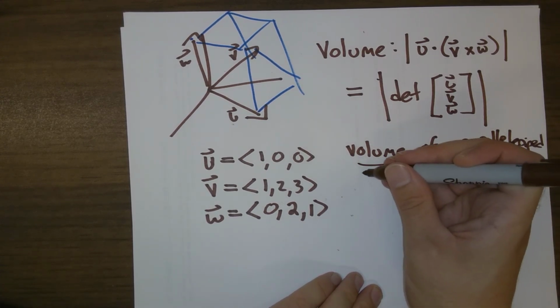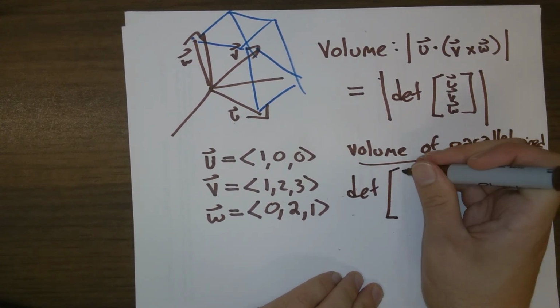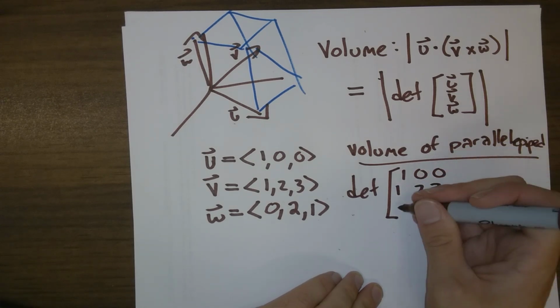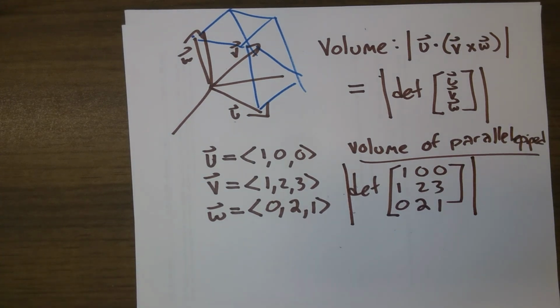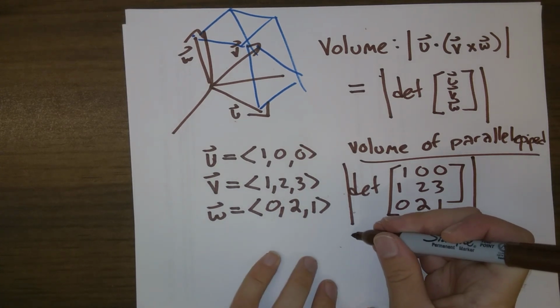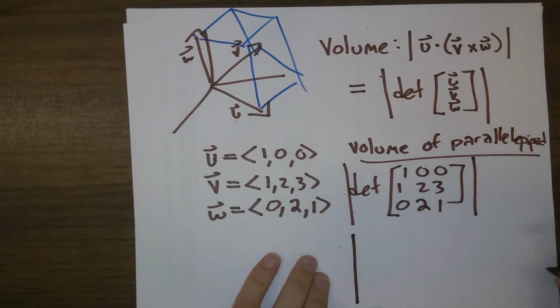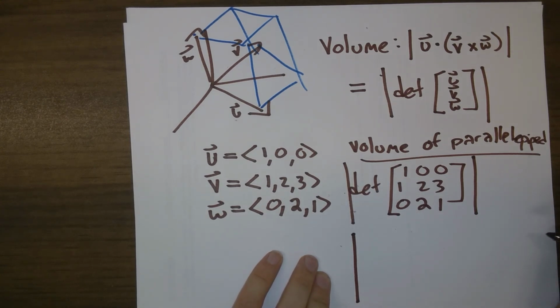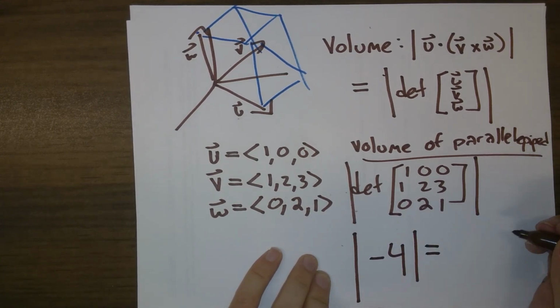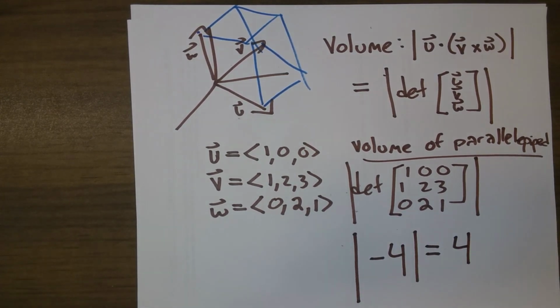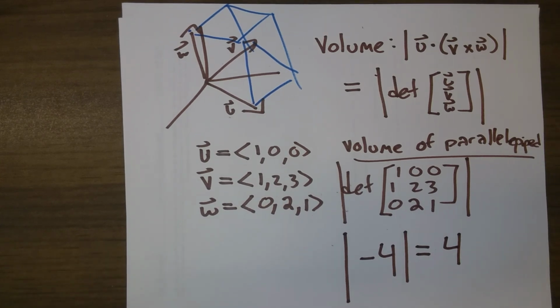It's simply, well, we want to have the determinant of (1, 0, 0), (1, 2, 3), (0, 2, 1). So find that determinant and take the absolute value of that at the end. If you compute the determinant, I'm going to skip the steps. It would be good for you to check this yourself. The determinant ends up being minus 4. We don't want to have a negative volume, so the volume here ends up being 4. And so that's how you use cross products to find areas and volumes.